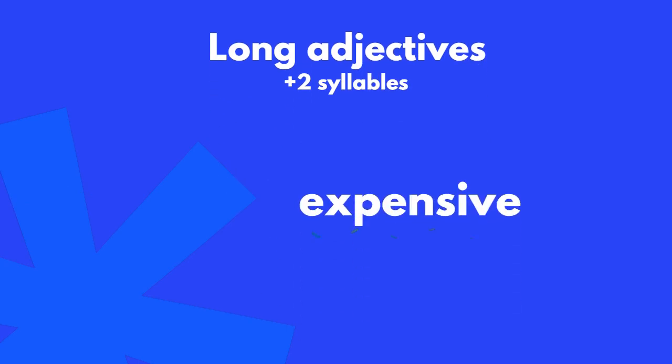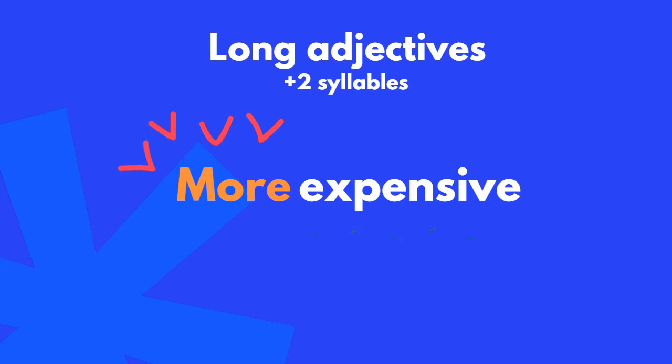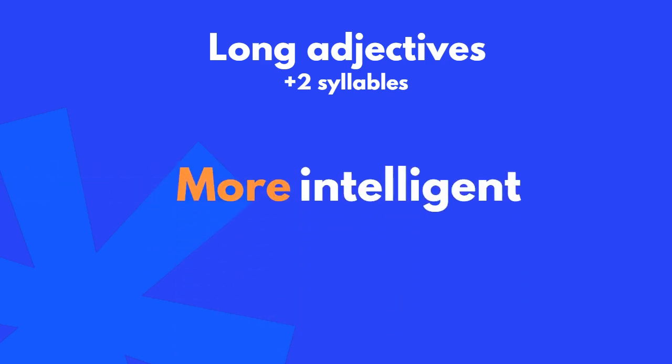For long adjectives with two or more syllables, we put more in front of the adjective. Like in this example, expensive becomes more expensive. Intelligent becomes more intelligent. Interesting becomes more interesting.